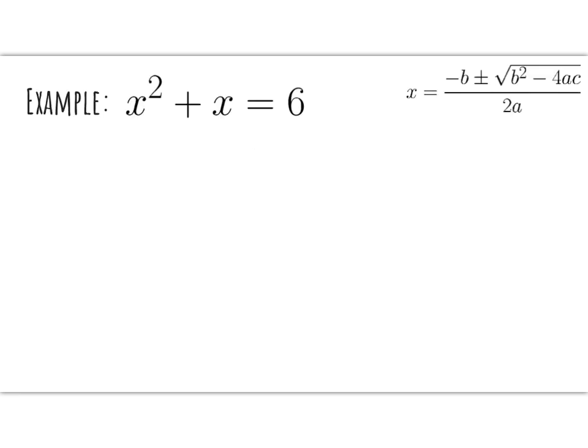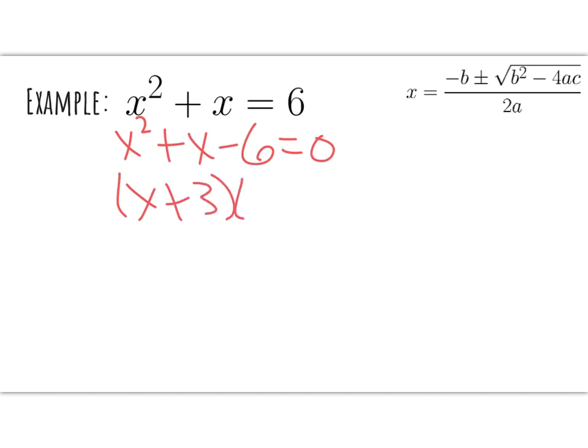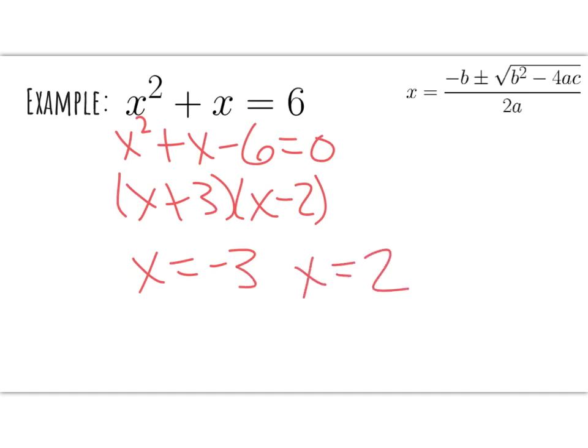Let's put it to use. We have x squared plus x equals 6. And if you figured out that we need to have the 6 move over to the other side, you are correct. So we need to manipulate this to say x squared plus x minus 6 equals 0. And this is easily factorable, by the way. We can factor this as x plus 3 and x minus 2. And we know that we should be getting negative 3 and positive 2 as our answers.